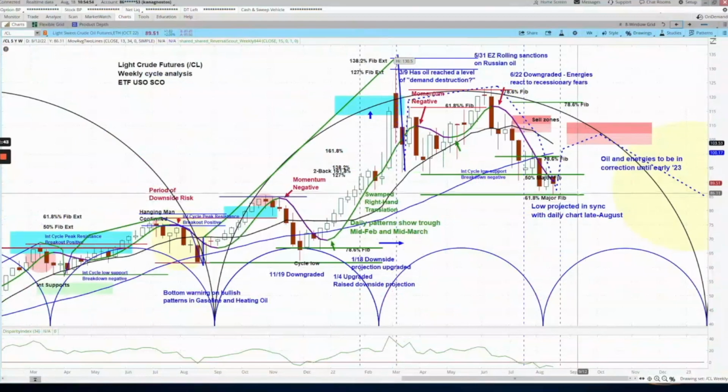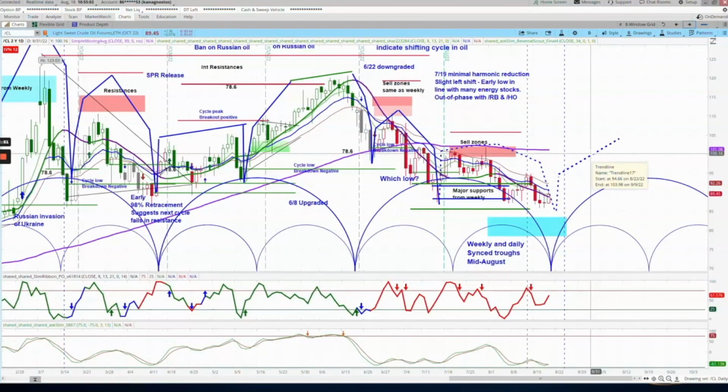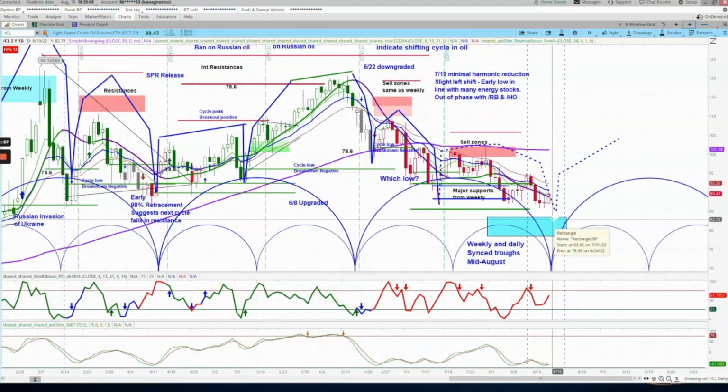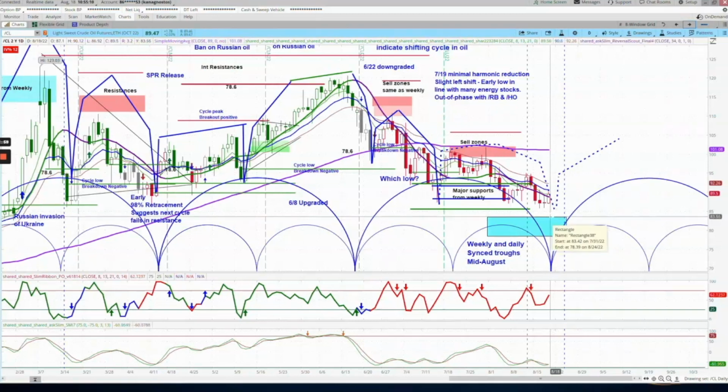Over on the weekly chart, we've bounced off that major 61.8% fib at about $85. And on the daily chart, our next level on the downside is the top of this target zone at about 83.5. That is the 78.6% fib extension level. Let's go over to the Tastyworks platform, and I'll demonstrate setting up a simple short put spread in crude oil futures.